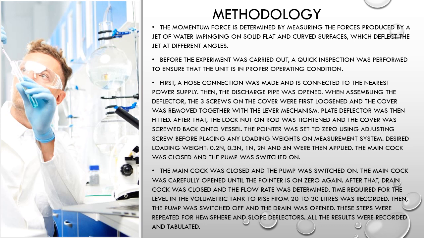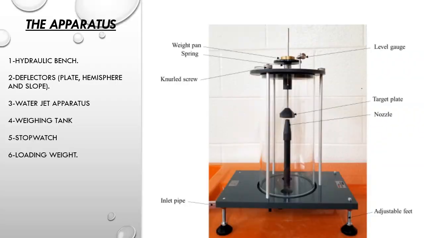The main cock was closed and the pump was switched on. The main cock was carefully opened until the pointer is on 0 again. After that, drain cock was closed and the flow rate was determined. Time required for the level in the volumetric tank to rise from 20 to 30 liters was recorded. Then the pump was switched off and the drain was opened. These steps were repeated for hemisphere and slope deflectors. All results were recorded and tabulated.